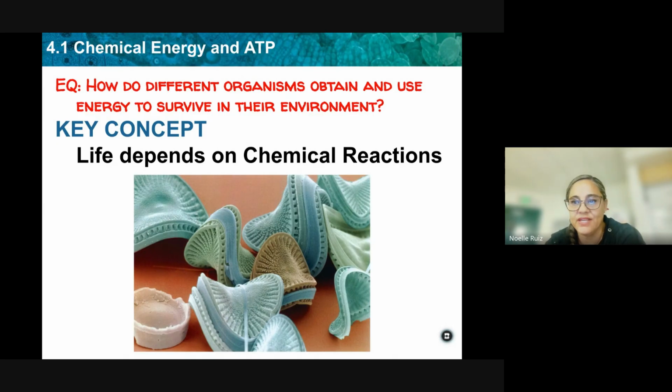Life depends on chemical reactions. Inside your body is a series of chemical reactions that are happening every second of every day to keep you alive.